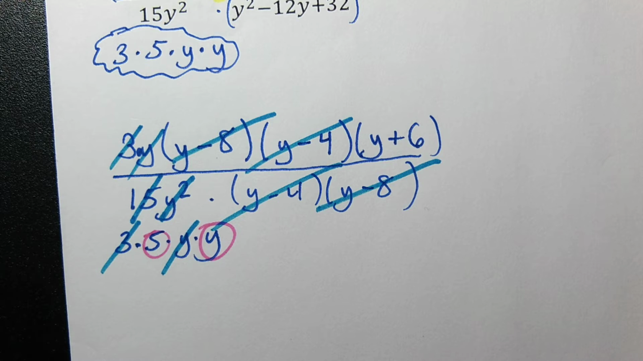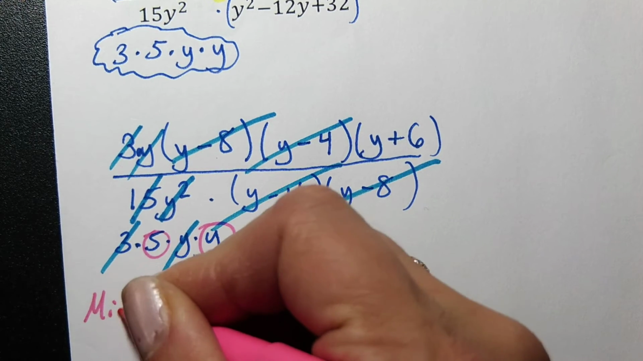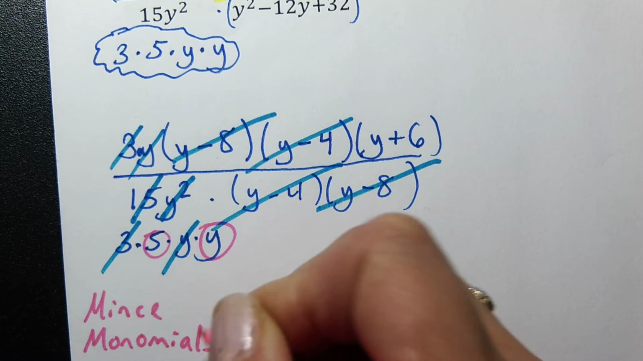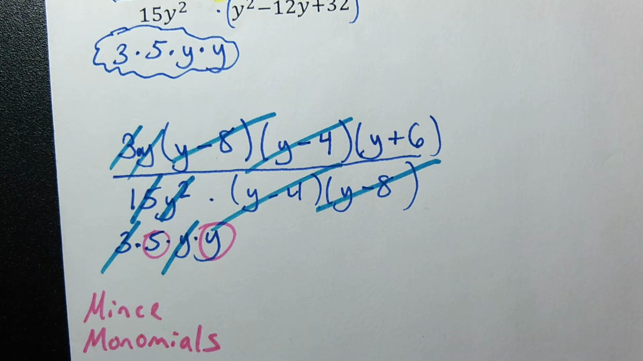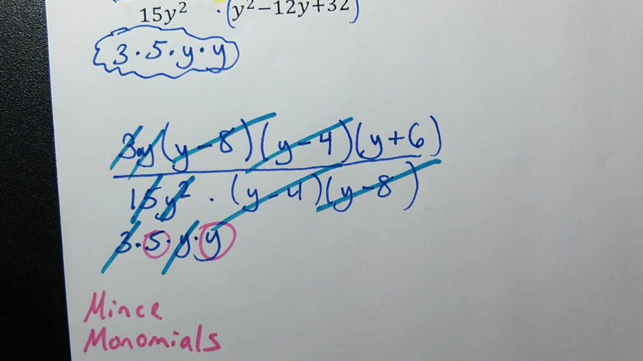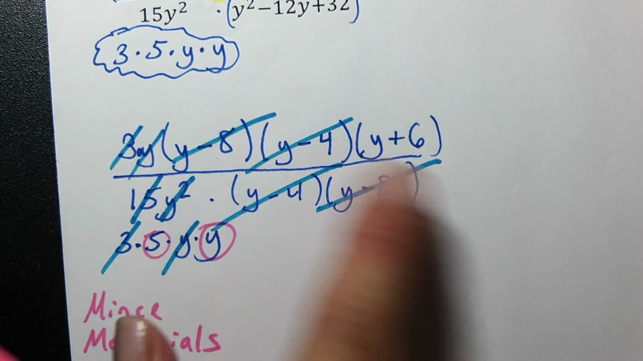The little phrase that I used to use when I taught Algebra 2 is mince monomials. What does that word mince mean? Any culinary students in here? What does mince mean? You chop it up really finely. So with monomials, we can kind of hash it up and mince out the individual pieces, versus binomials, it has to be the whole thing.